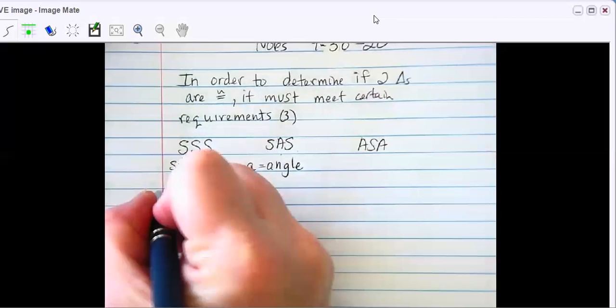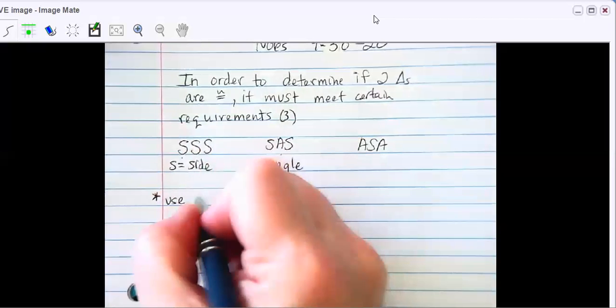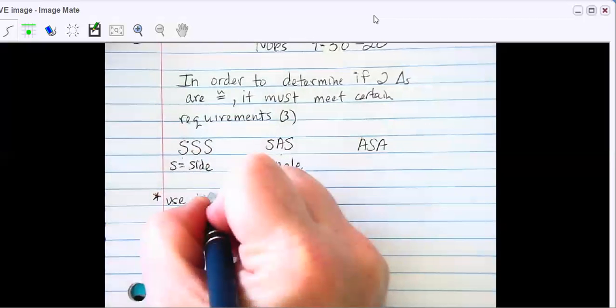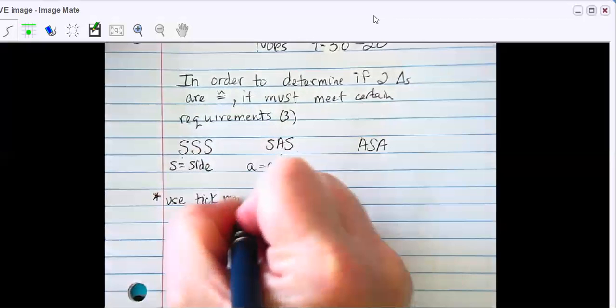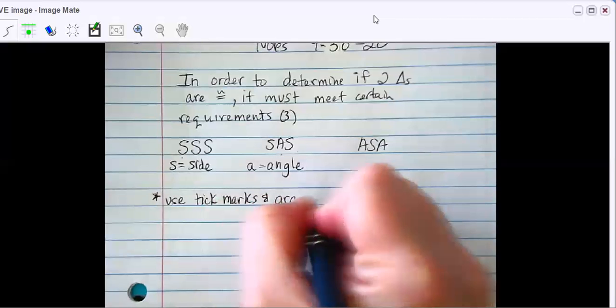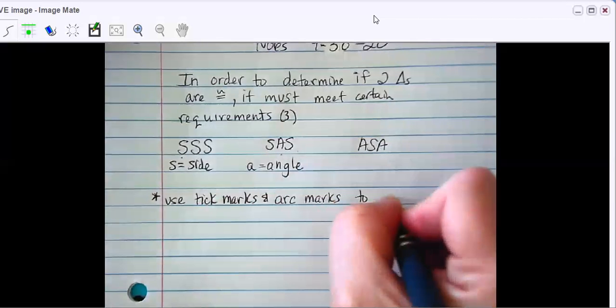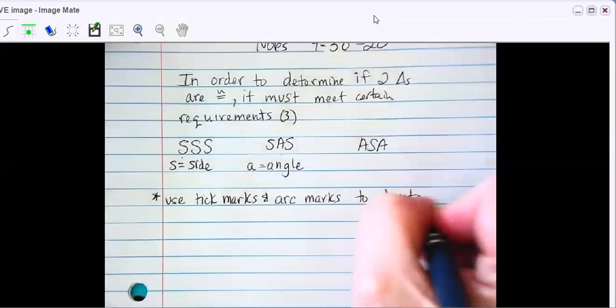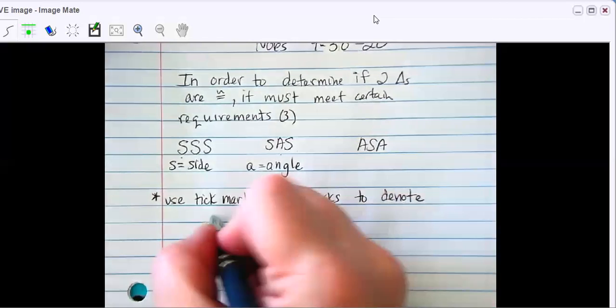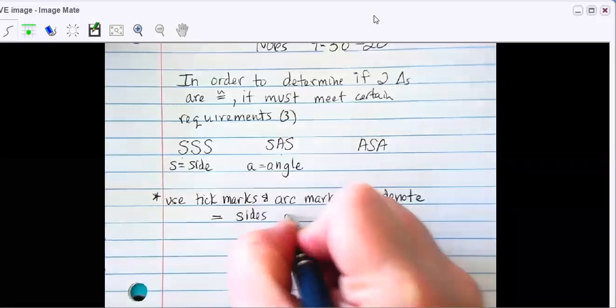Also, we need to remember that we'll be using tick marks and arc marks to denote equal sides or angles.